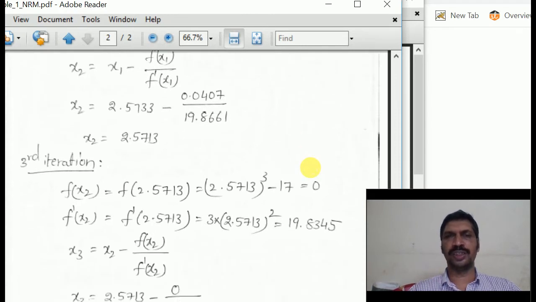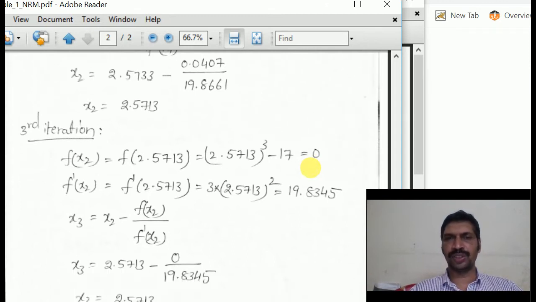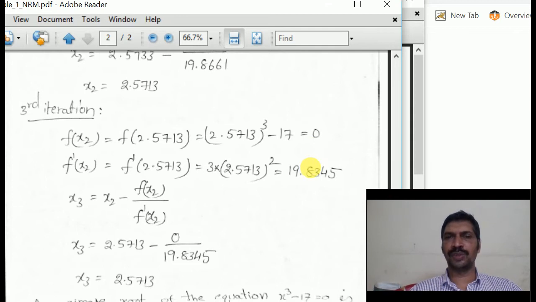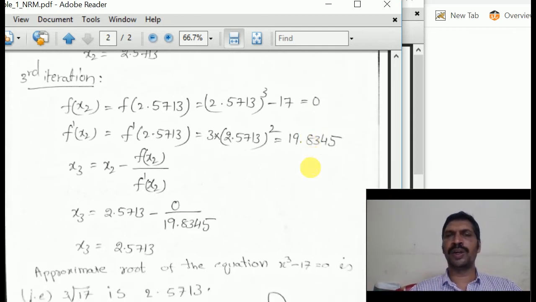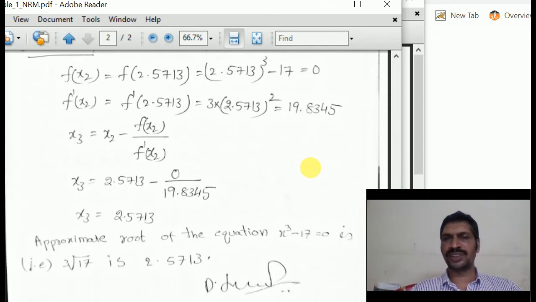Third iteration: f of x2 equal to 2.5713 whole cube minus 17, which is equal to 0. f dash of x2 equal to 3x square, 19.8375. Therefore, x3 equal to x2 minus f of x2 by f dash of x2, which is equal to 2.5713. Here x2 equal to x3. Therefore, we will stop the process. The approximate root of the equation, the cube root of 17, is 2.5713. Now we will see the second problem.